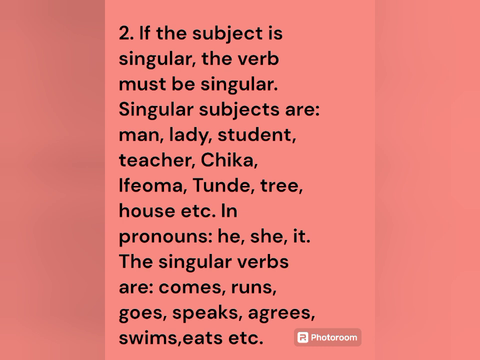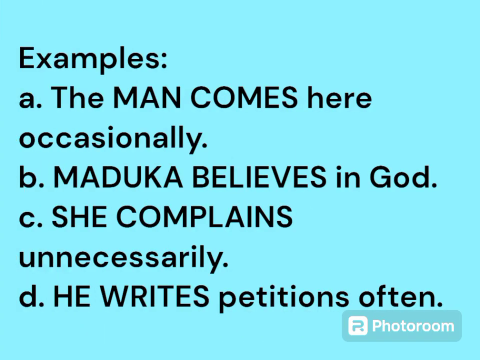Now let's look at them in some of these examples. 1. The man comes here occasionally. You will see here that man is singular and it goes with the singular verb comes. Maduka believes in God. Maduka is singular subject. Believes is also a singular verb. She complains unnecessarily. She is singular. Complains is singular. He writes petitions often. He is singular and writes is a singular verb.